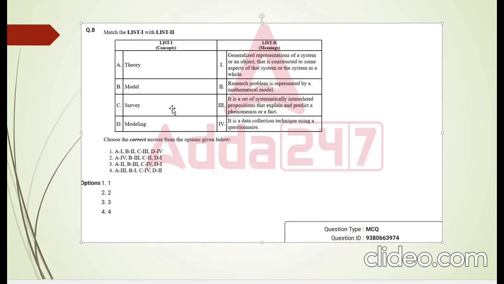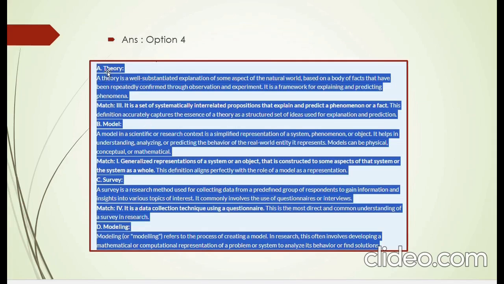And survey stands for the fourth one. It is a data collection technique using a questionnaire. And modeling stands for 1, a generalized representation of a system. Modeling stands for 2. Research problem is represented by a mathematical model. So first is matched to 3. Theory is matched to 3.